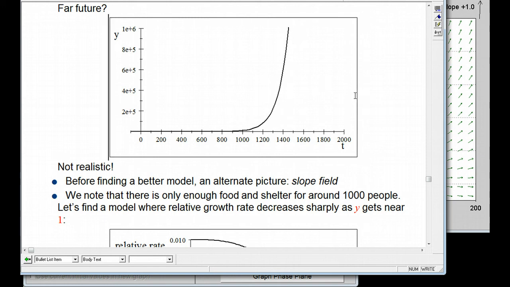And then it keeps on growing and growing and growing. It just gets ridiculously high. So that isn't actually very reasonable. So there's got to be something better here.